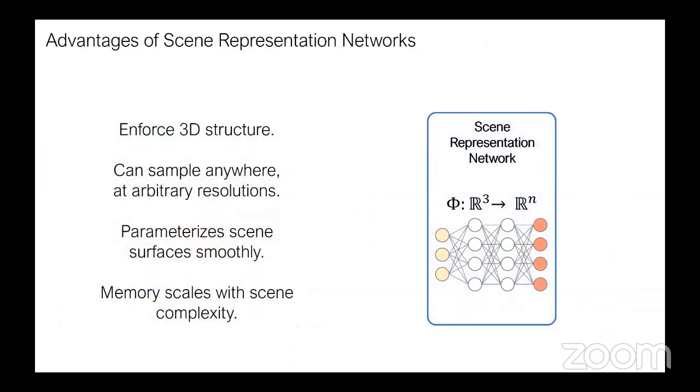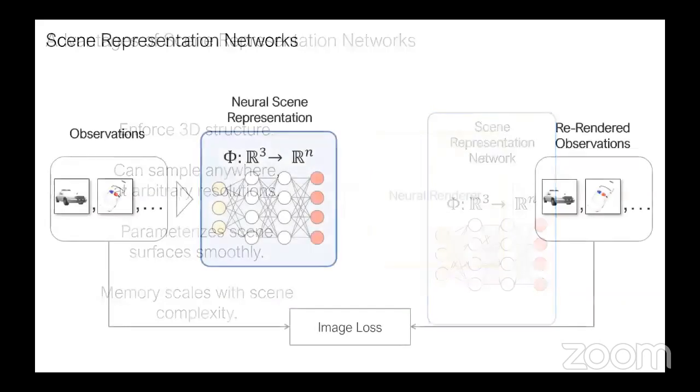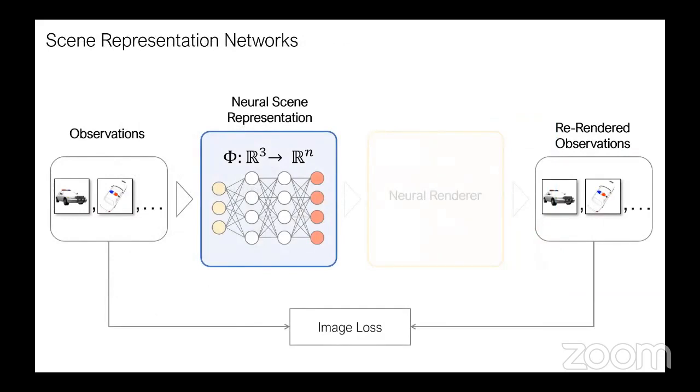This implicit representation has a number of advantages. First, it strictly enforces 3D structure, because the input is just a 3D coordinate. It can be sampled anywhere, and it can be sampled at arbitrary resolutions, because it's just a continuous function defined on all of R3. It parameterizes scenes smoothly, without any discretization compared to voxel grids or point clouds. And the memory this requires scales with the complexity of the underlying scene, and not with some sampling resolution. Okay, that's our neural scene representation.